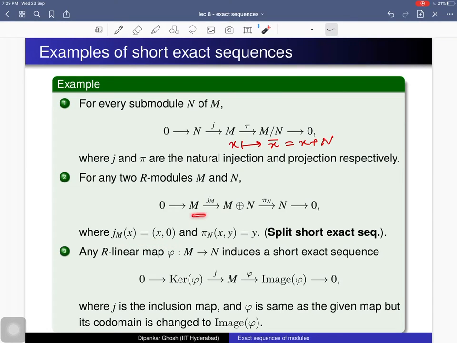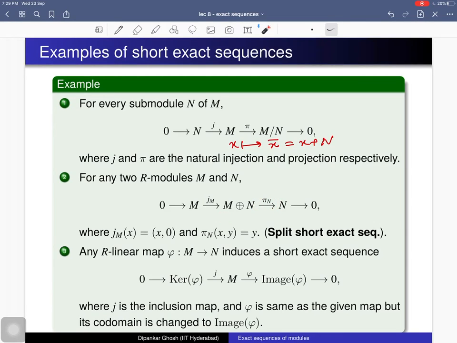So, M you can think of as a submodule of this direct sum, and from this direct sum to N you have a natural projection map, namely the projection on the second component. So, (x, y) goes to y. You can verify that this sequence is exact, because the image of this map is just M, and that is the same as the kernel of this map.